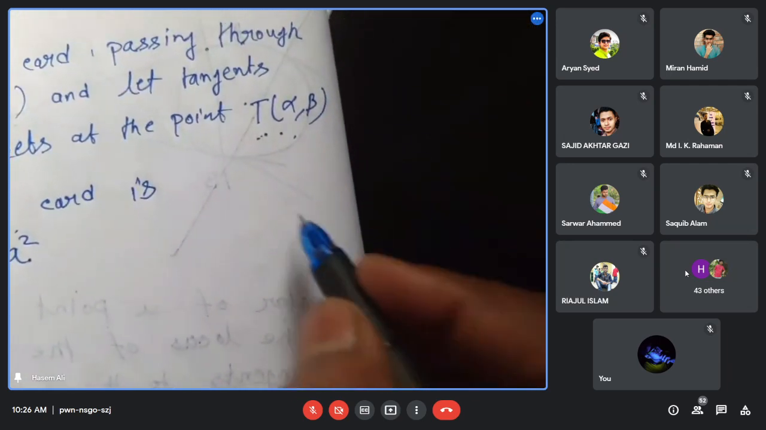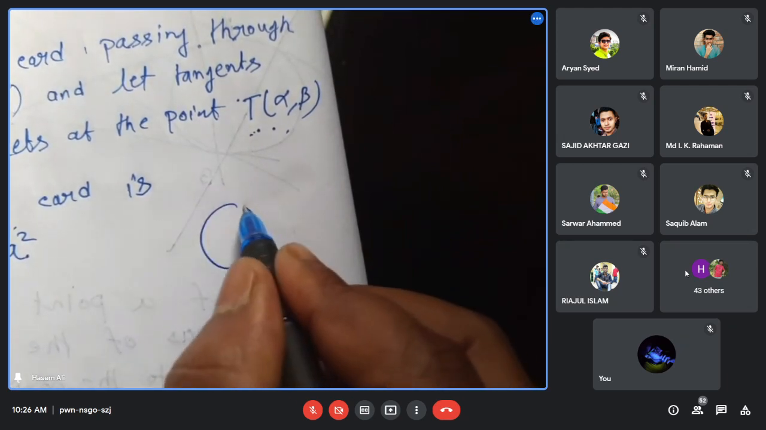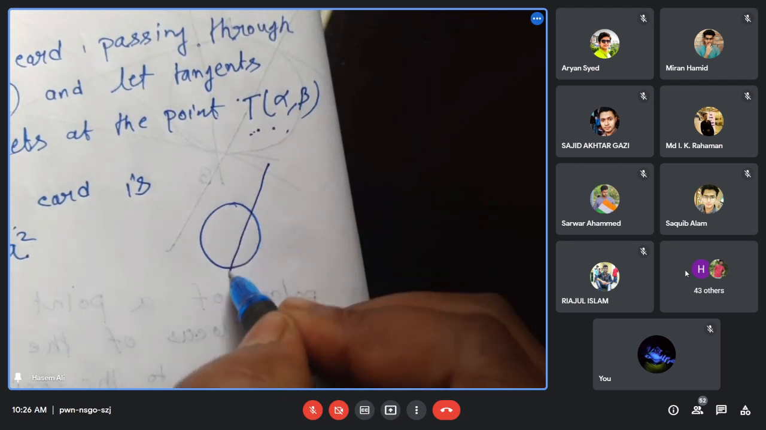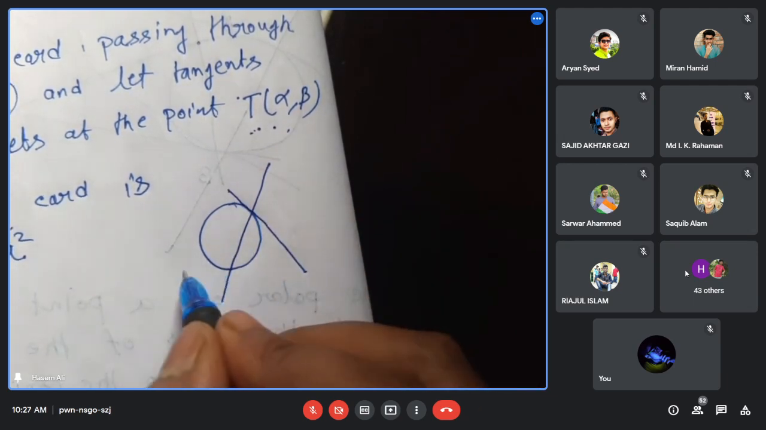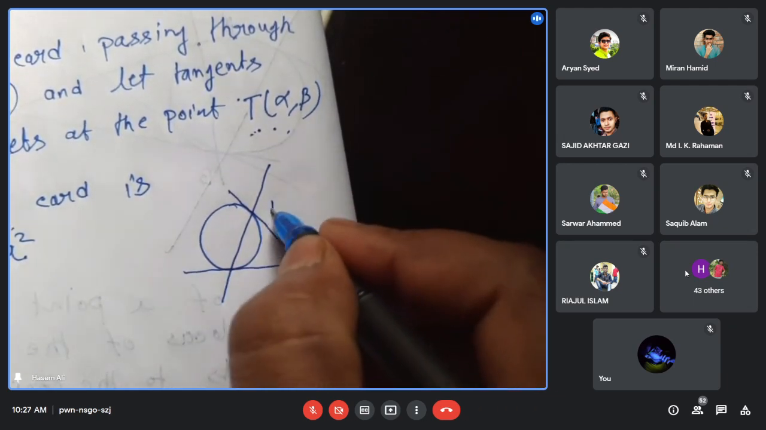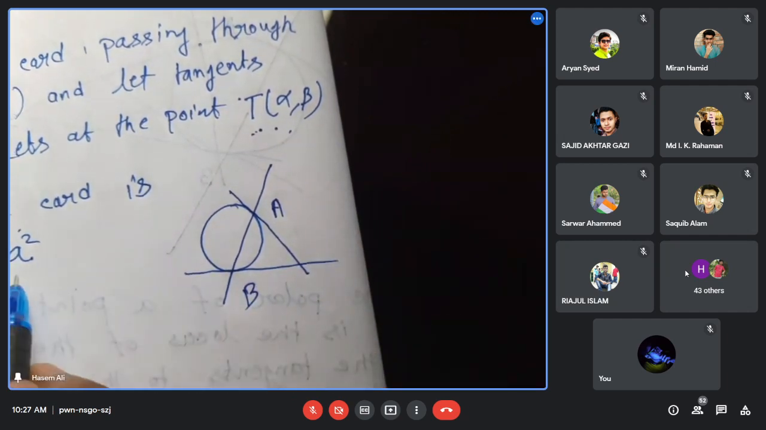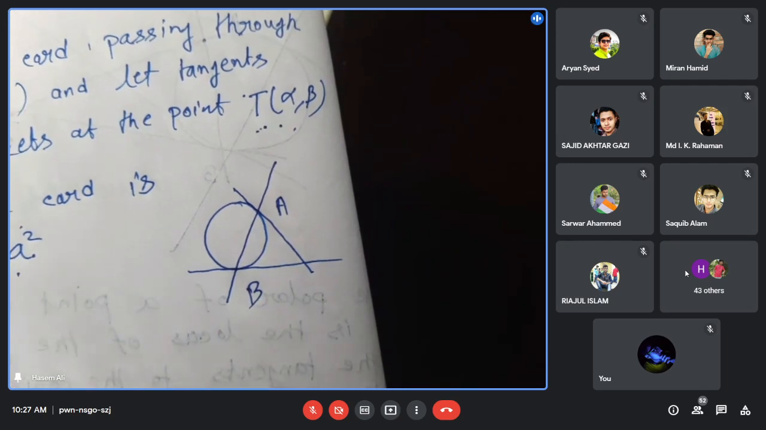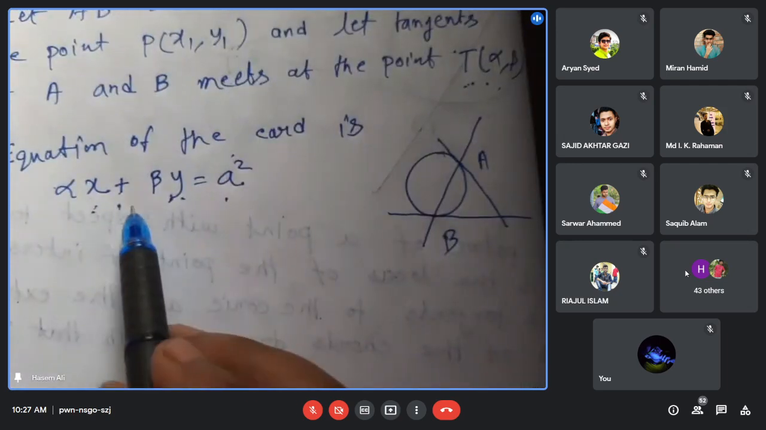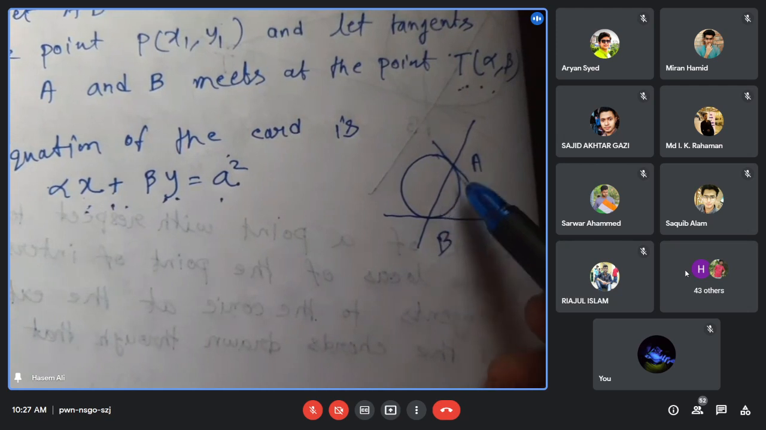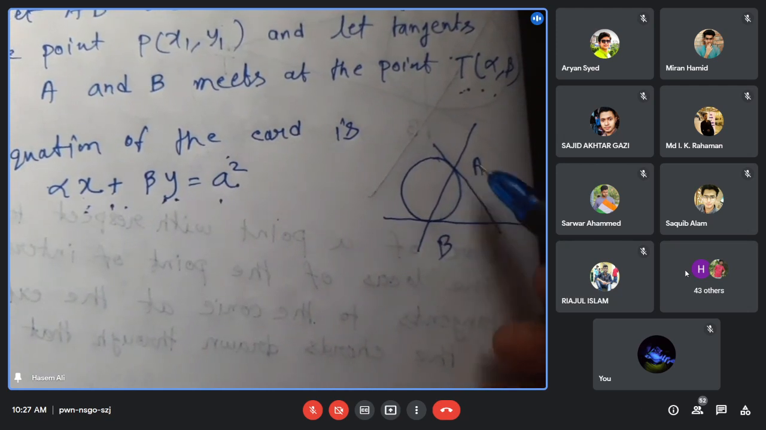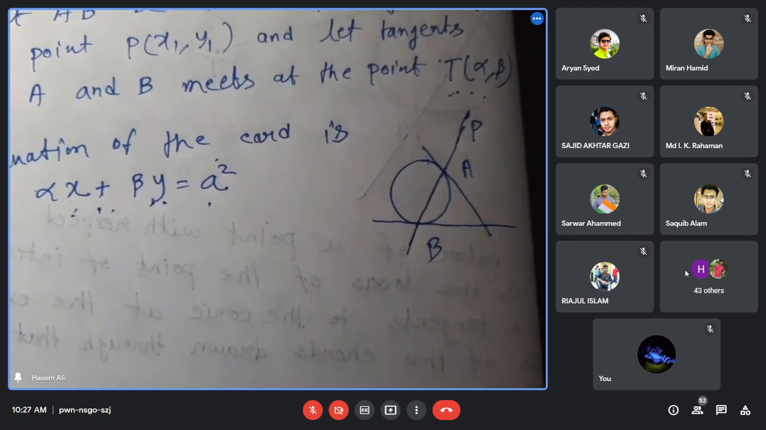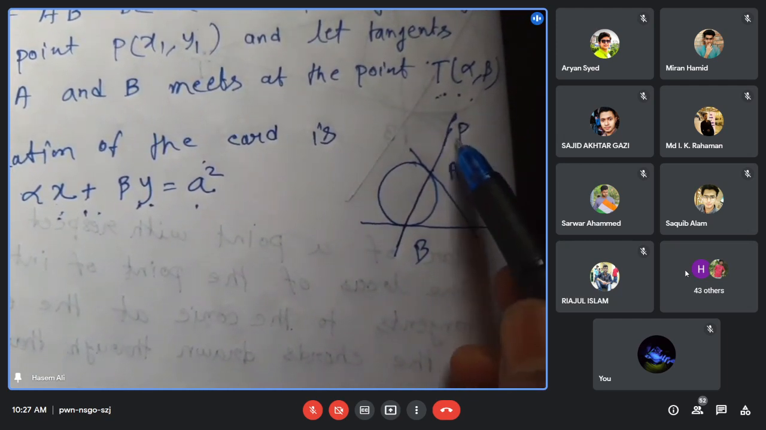See the picture again. Here this is our circle, and let this be our point P. The equation of the chord AB is alpha x plus beta y equals a square. Now this chord passes through this point P. Obviously, this chord passes through the point P.